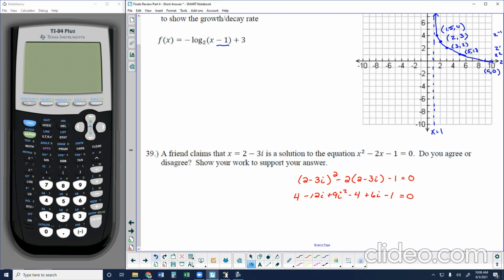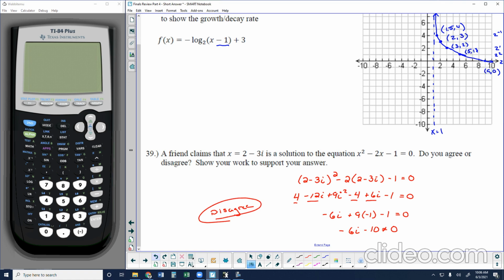I can evaluate this expression. The 4 and the negative 4 here would eliminate each other. This negative 12i can be combined with the positive 6i, giving me a negative 6i. I can take 9i squared, and remember that i squared is negative 1, and simplify that into a negative 9. So this would be negative 6i minus 10. And we can see that this does not equal 0. And so we would disagree. This is not a solution to our equation.